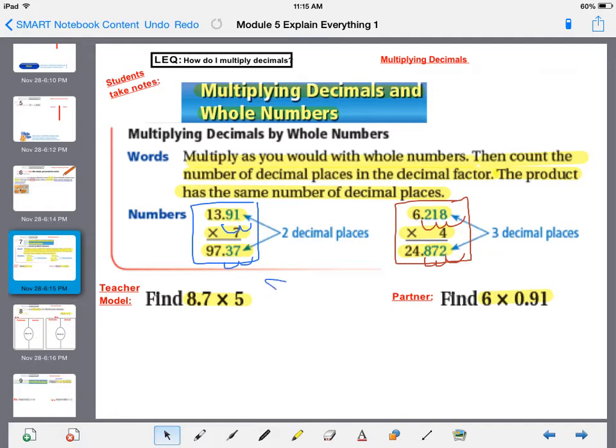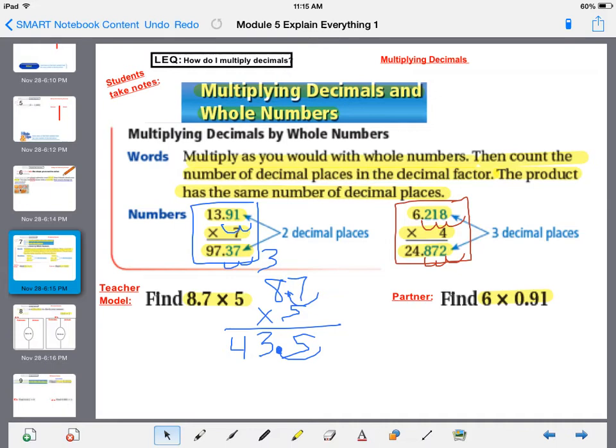We're going to take 87 times 5, and 5 times 7 is 35, carry the 3. 5 times 8 is 40, plus 3 is 43. I'm going to now worry about the decimal point, which was only 1 decimal place away, and so my answer here is 43 and 5/10.